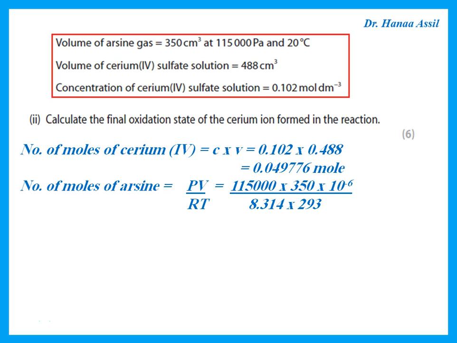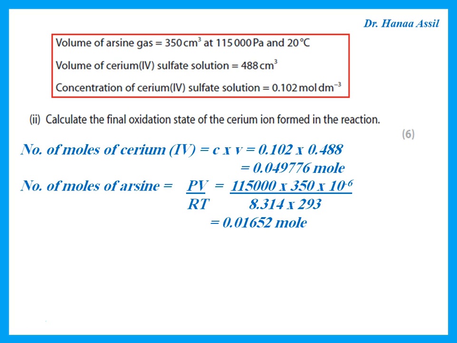Remember that in this ideal gas equation, the pressure has to be in Pascal. So that's okay. He gave it to me in Pascal. The volume has to be in meter cubed. He gives it to me in centimeter cubed. I have to multiply by 10 to the minus 6. Then R is a constant, 8.31 or 8.314, and the temperature has to be in Kelvin, so I add 273 plus 20, that is 293 Kelvin.